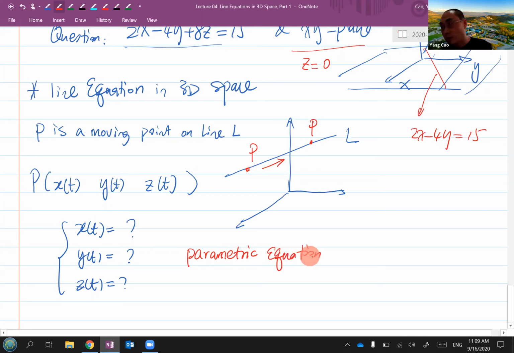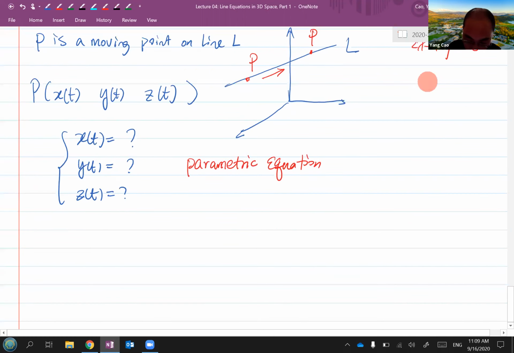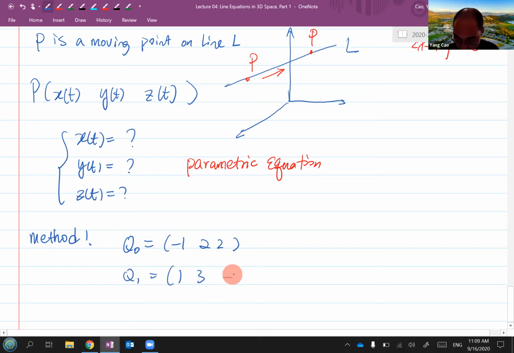So you've got three equations here, and each one of the equations is a function of the parameter t. That's why this whole set of equations is called a parametric equation. Let's look at one method to derive this parametric equation. I'm going to use specific numbers, because I find that often, if I use symbols, people don't quite like it. So let's use numbers here.